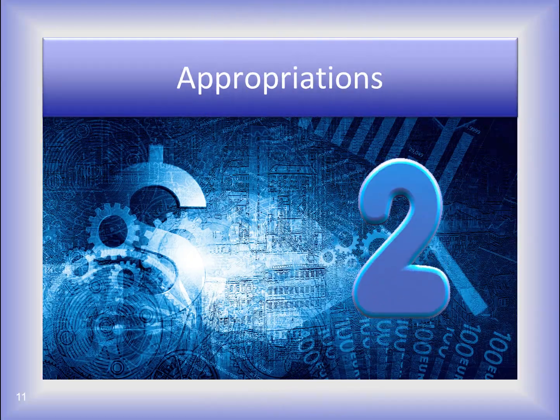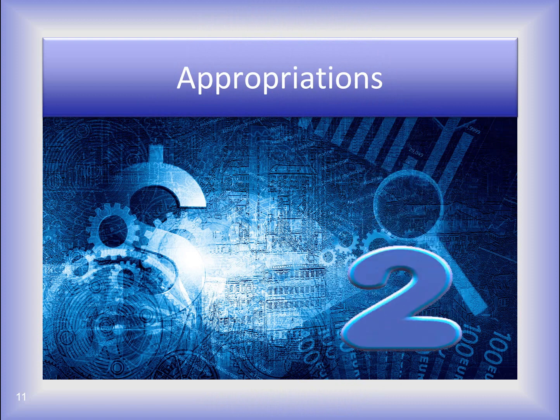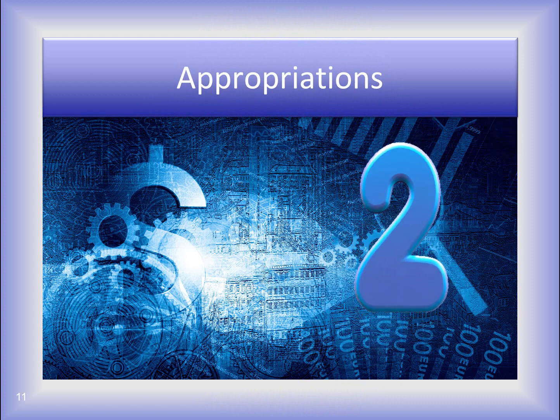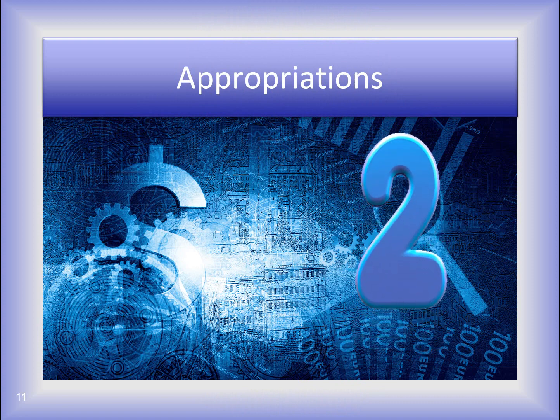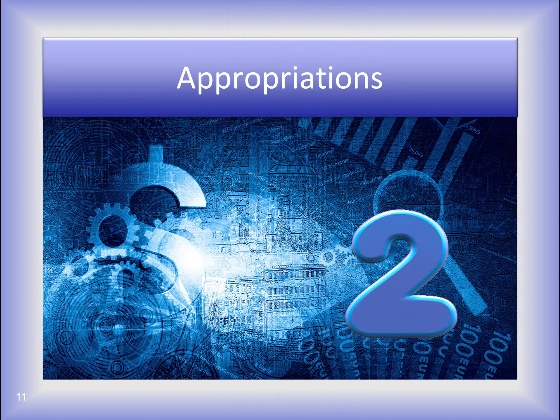The second component of the operating budget is appropriations. Appropriations are required to authorize the operations of a government entity. That means they need to be in place before a wage is earned or a service or supply is purchased. Let's explore this component further.